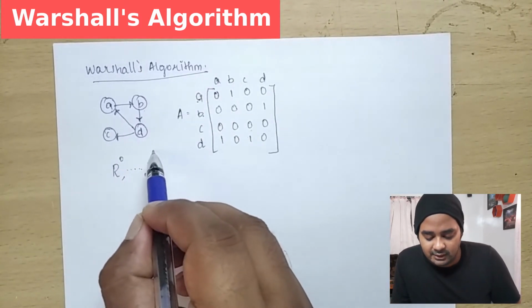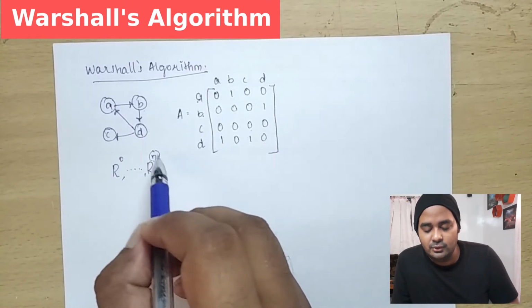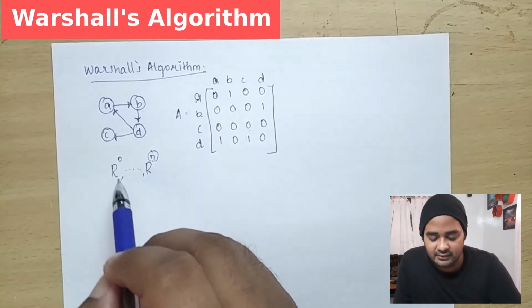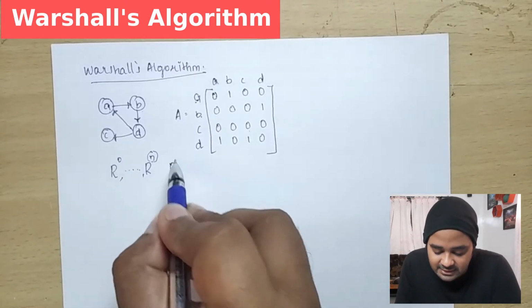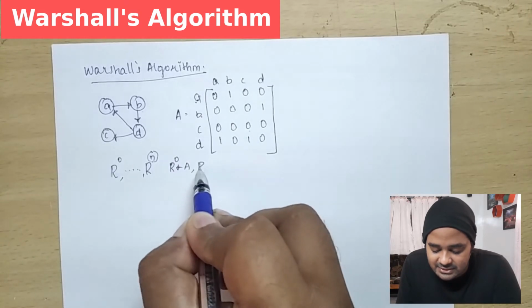Here, the term n represents the number of nodes inside the graph. The first matrix, R of 0, is going to be your adjacency matrix, and the remaining matrices you just have to calculate.